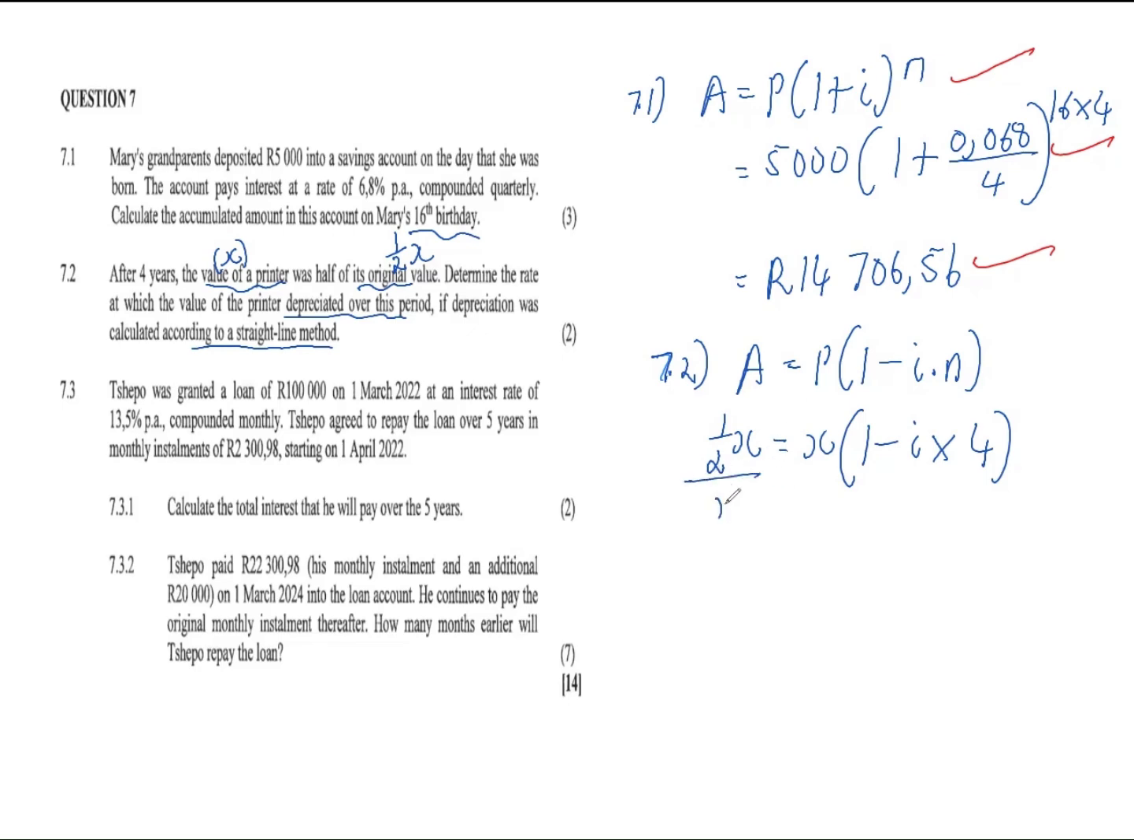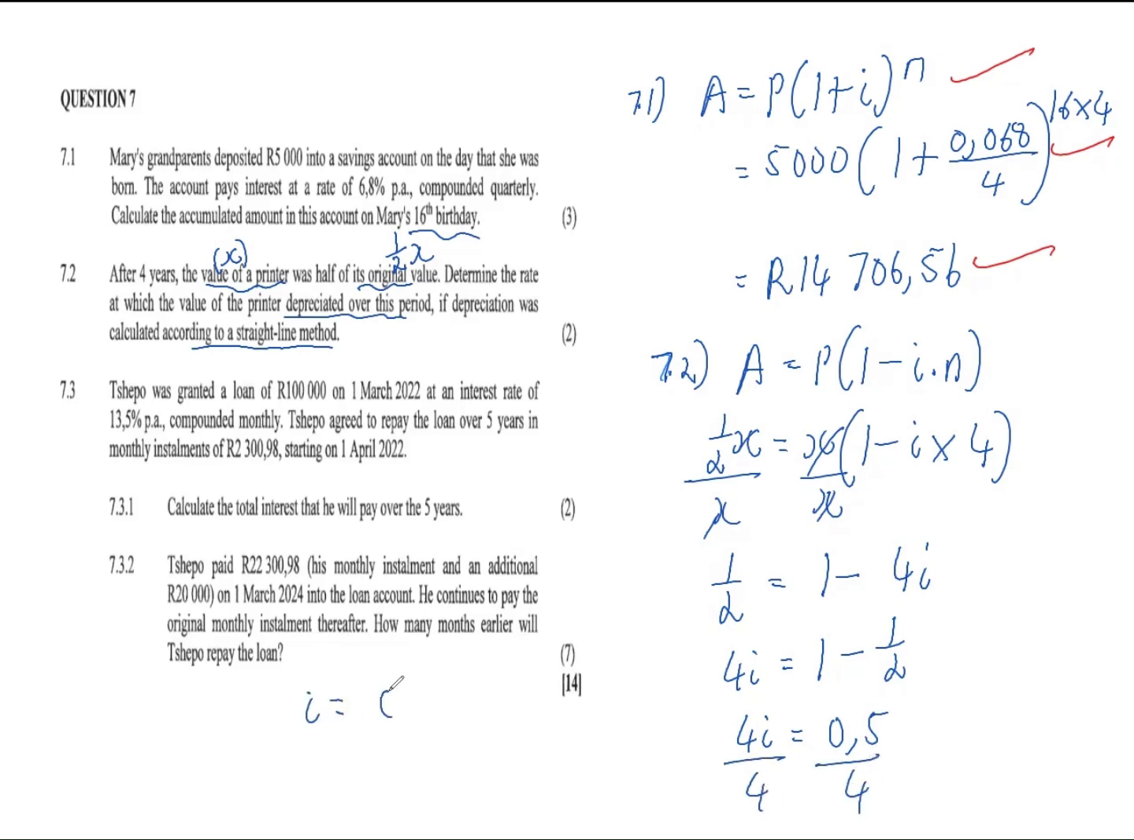So we're going to divide both sides by x like that. And then we have half here. We have the 1 minus 4i, and then we can take the negative 4i over to this side. Then we're going to have 1 minus half. So this is going to be 4i. 1 minus half is 0.5, and then divide both sides by 4. So we are going to have i is equal to 0.125, right?